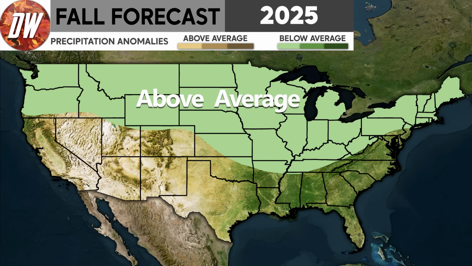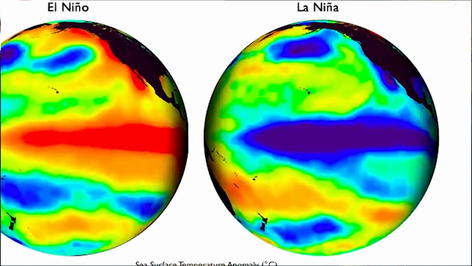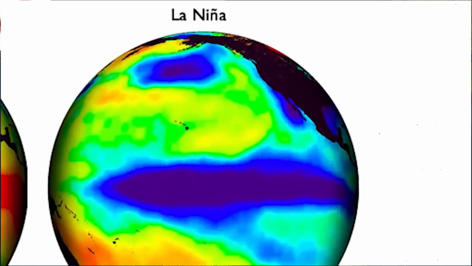Looking at the precipitation, we're going to start with the above average precipitation areas, and this is mostly going to be located over the northern regions of the United States, as you can see. We are in what we call a neutral ENSO. So that's not an El Nino, it's not a La Nina, it's right in between.